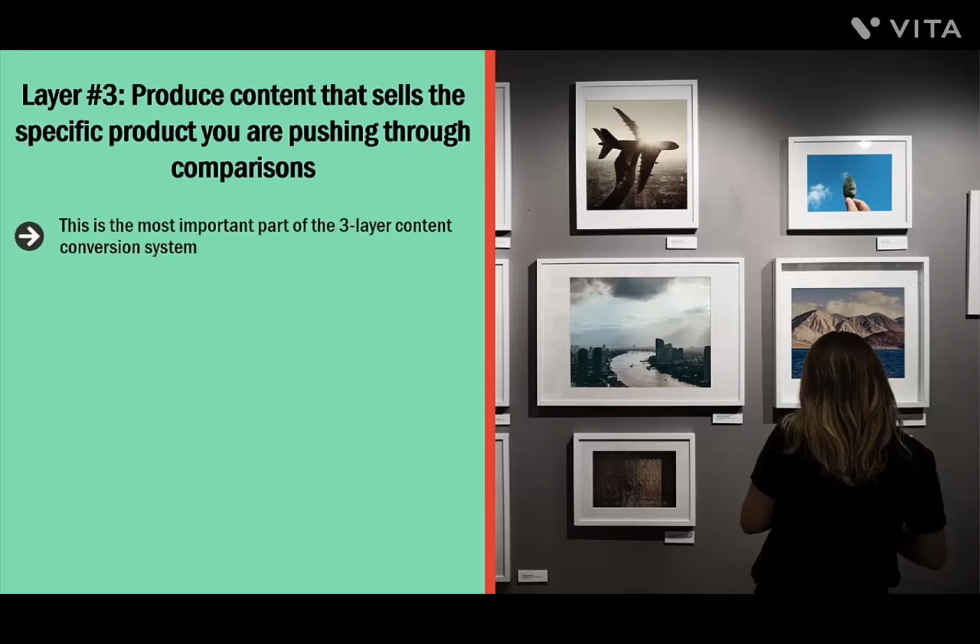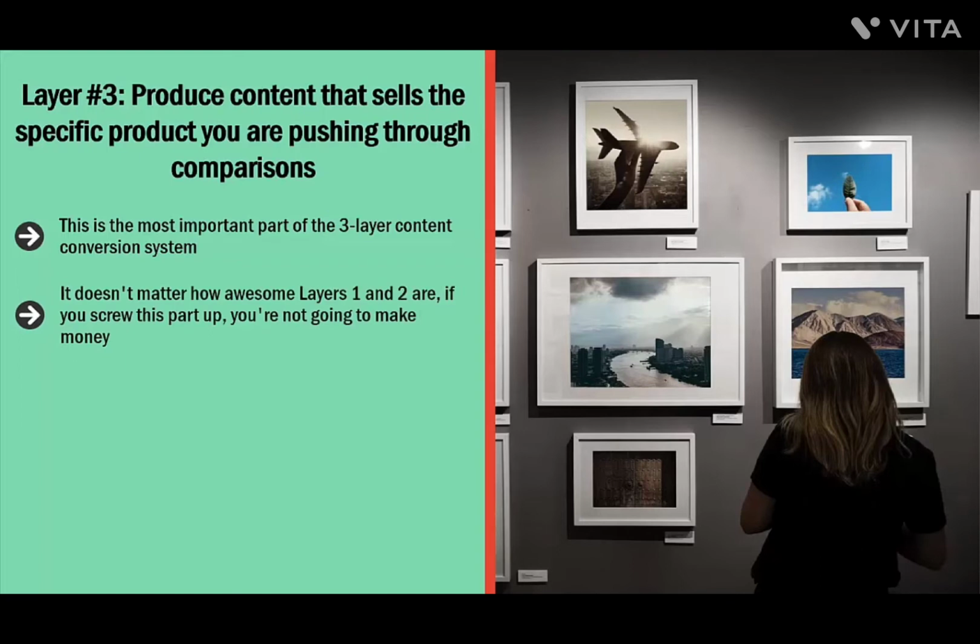This is the most important part of the 3-layer content conversion system. Drop the ball here and you're not going to make a sale. Seriously. It doesn't matter how awesome layers 1 and 2 are. If you screw this part up, you're not going to make money. Why? This is where the rubber meets the road. Seriously, this is where you drop your ClickBank product affiliate link. At this stage, you are directly selling a ClickBank product.